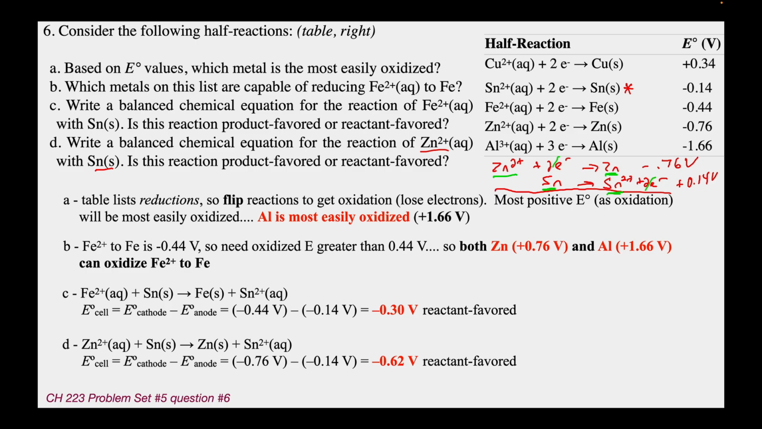So hopefully you can see from this problem that you can use a table like this to tell which reactions will occur, i.e. positive E values, which are product favored. You can also use this table to find out which reactions are less likely to occur, i.e. negative E cell values, which are reactant favored. So a lot of cool things you can glean if you understand how these tables work. And again, positive values are the ones that will occur more readily.